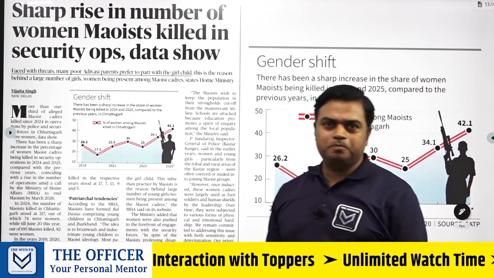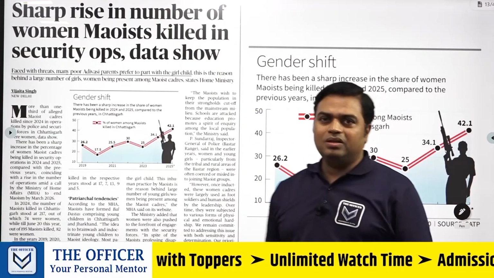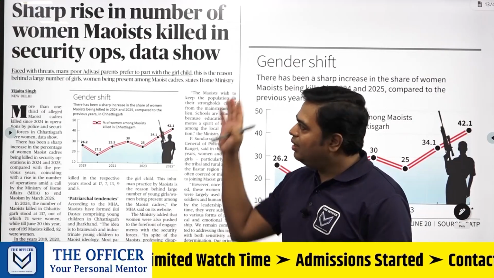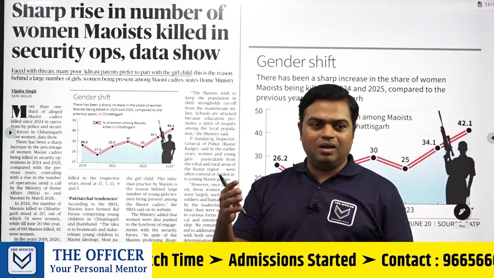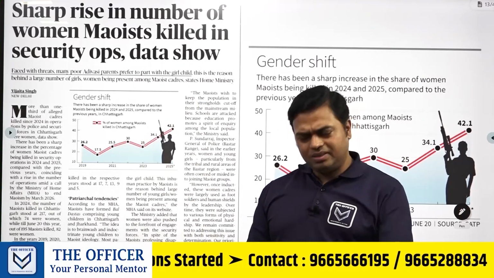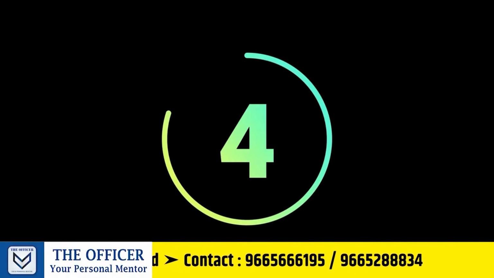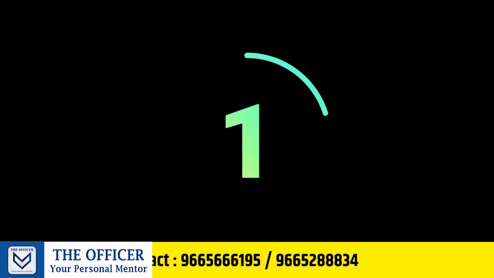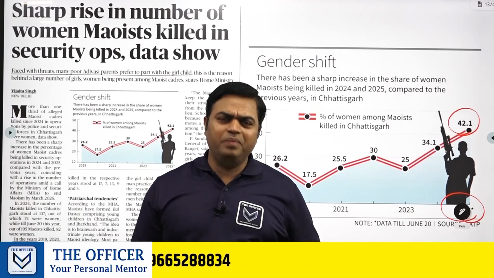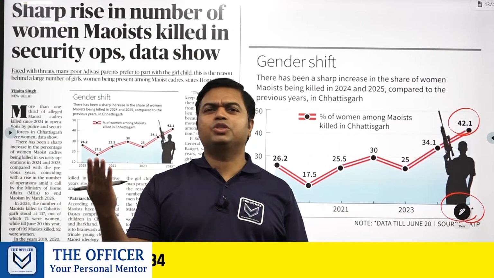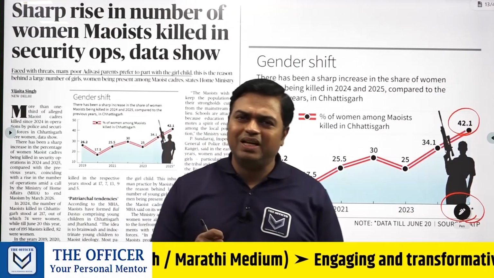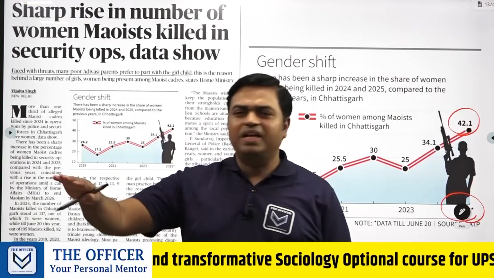Again, look at this heading from a very critical perspective. What is the news conveying? That women are getting killed in higher numbers than men. Why? Just think about it. Maoism, the Naxalism in India, has one very cherished goal, and that is what? To make Indian society an egalitarian society.